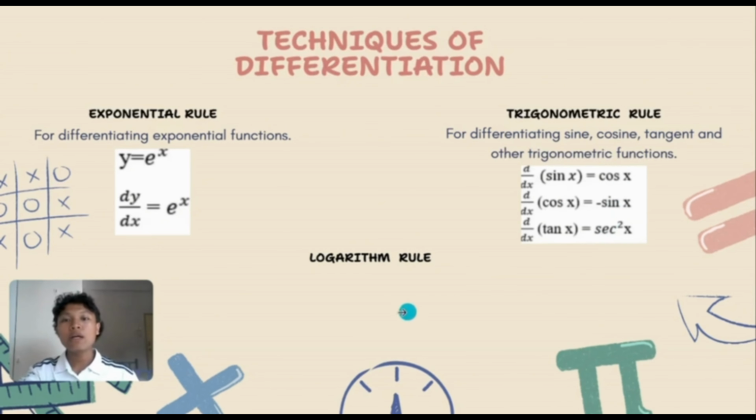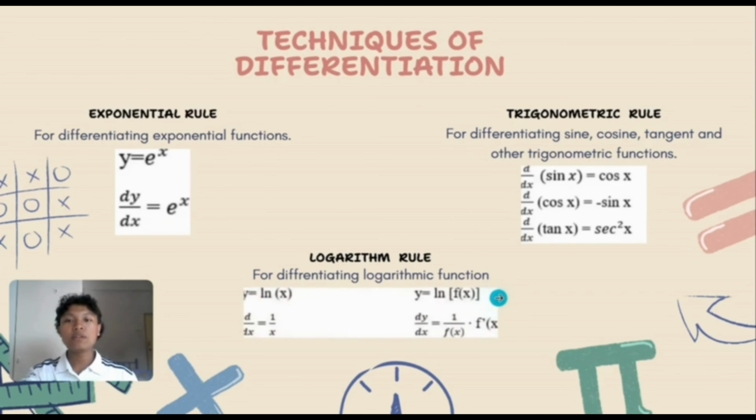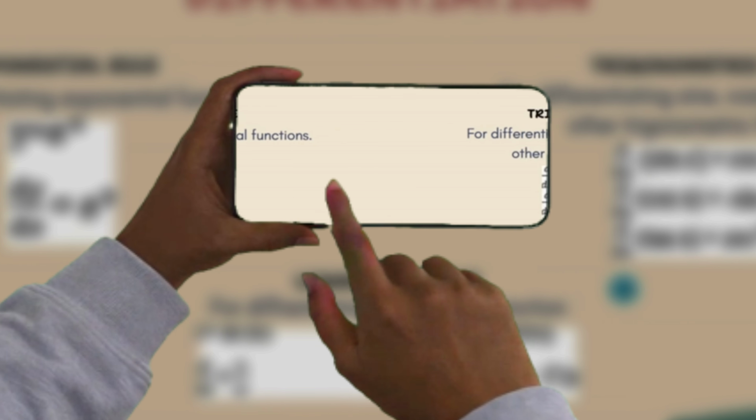And the last one we have the logarithm rule. It's used for differentiating logarithmic functions. So this is the formula for the logarithm rule.